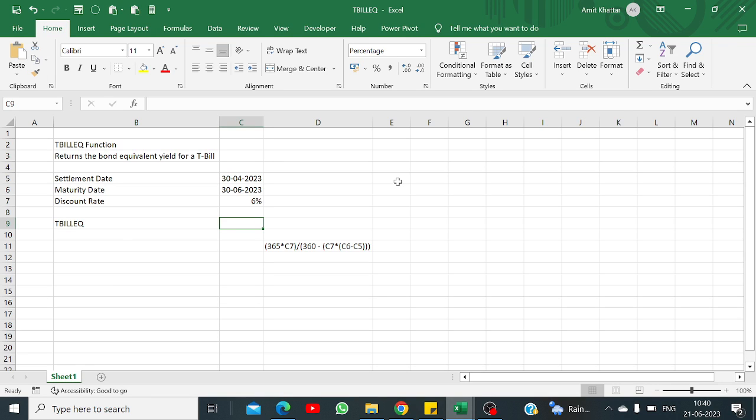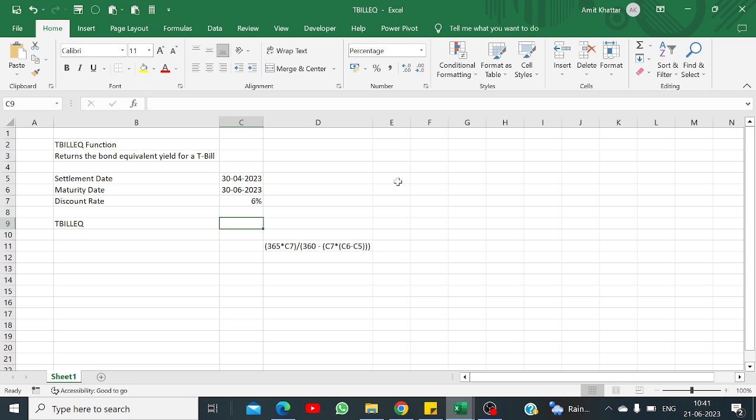Hi all. Today we are going to focus on the T-bill equivalent function. So when we are considering a T-bill, we are considering an issuance of less than 1 year, and a T-bill is being issued at a discount and redeemed at a premium.